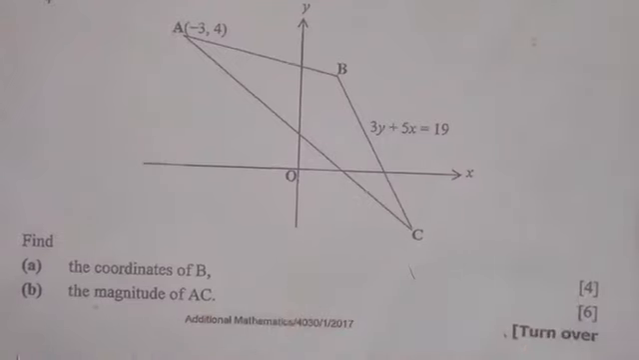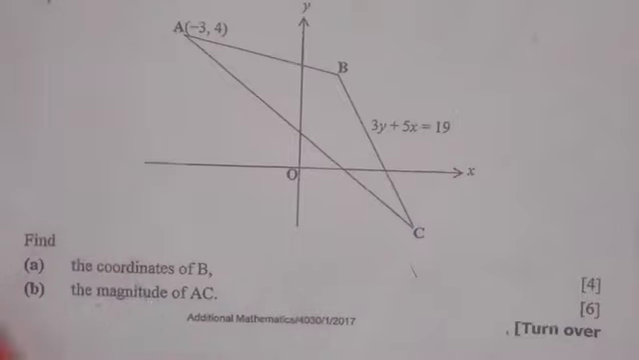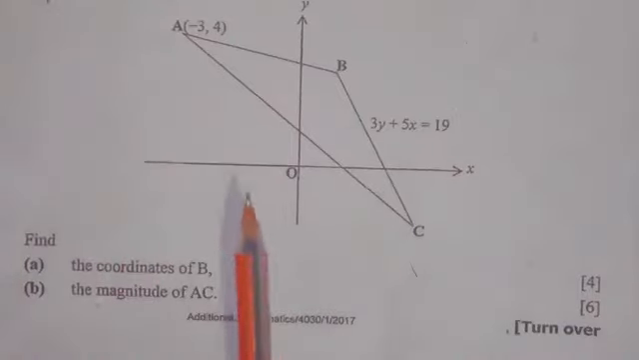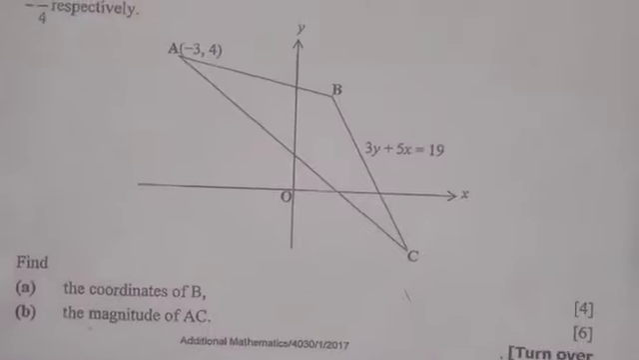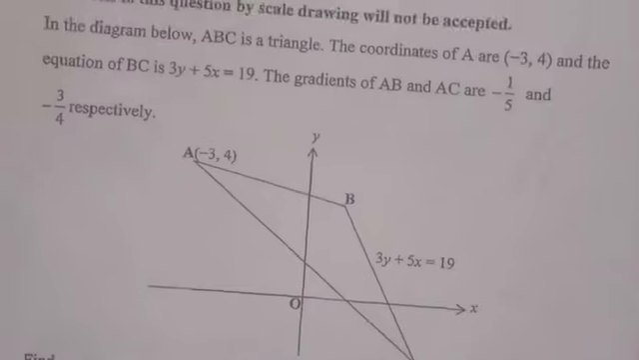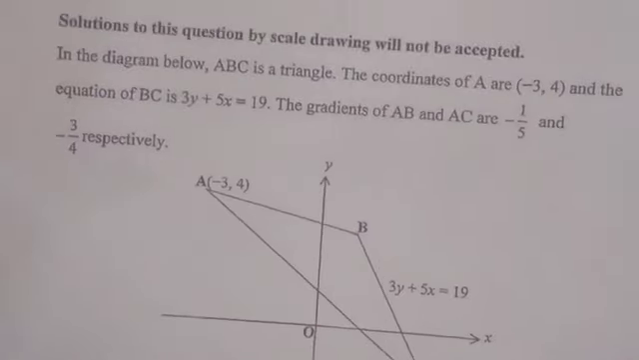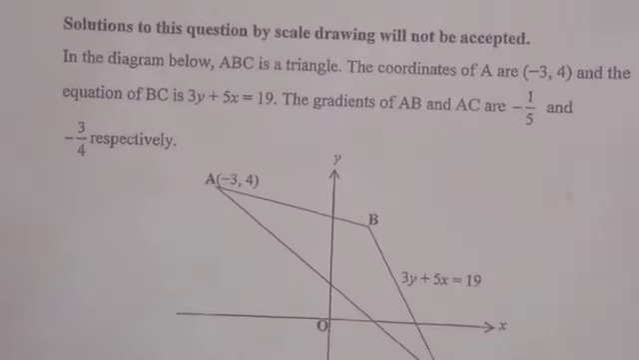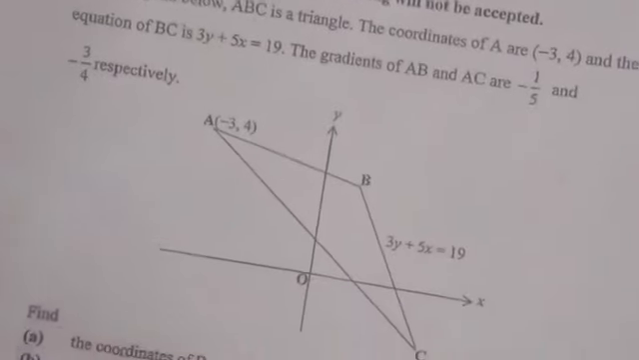As you can see here. And then question (b) says find the magnitude of AC. So magnitude is the same as distance. So let's just read the question again so that we clearly understand and take note of important things as we are reading the question.